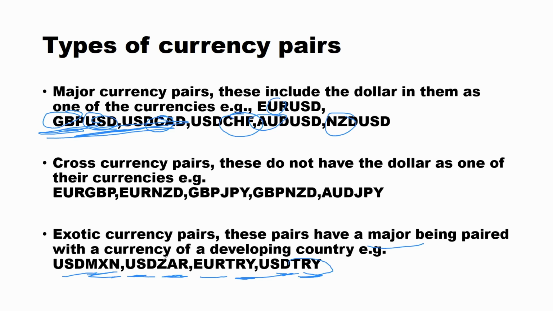So these are the types of currency pairs that we do have, right? We do have major currency pairs, we do have cross currency pairs, and then we do have the exotic currency pairs. Are we together? So this is what we had for you in this video.